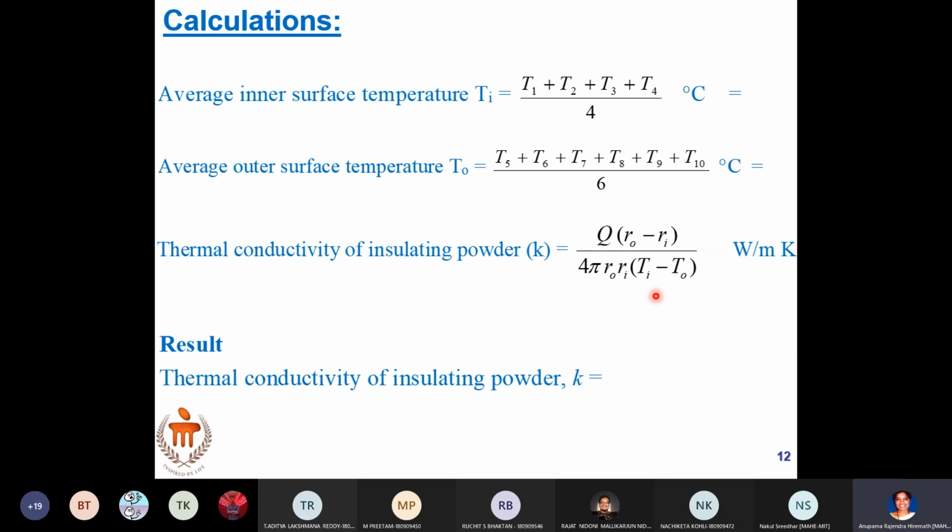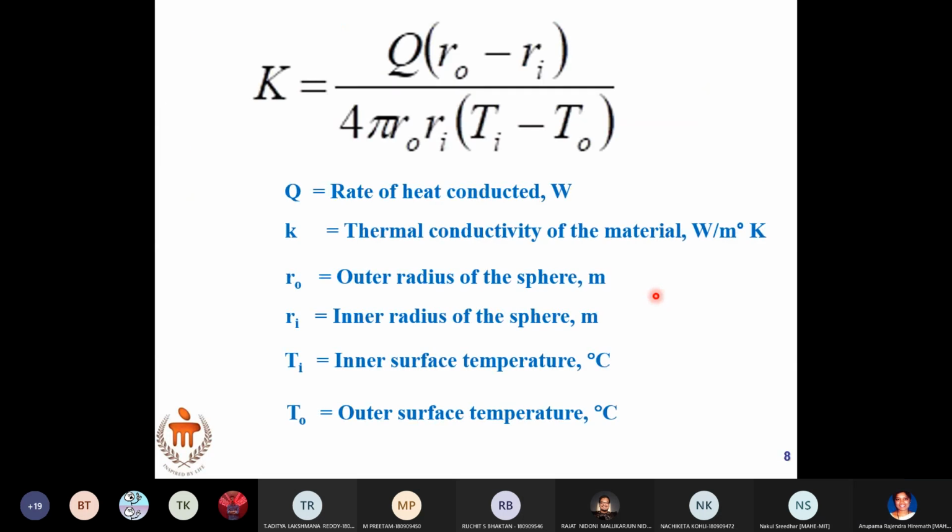Any doubts here, ma'am? Ri and R0 are 50 and 100. Yes, they are fixed in the setup. Is that for the outer sphere or the inner sphere? See, R0 is for the outer sphere. Ri is the inner sphere. Clear here? R0 is the outer radius of the sphere. Ri is the inner radius of the sphere. Okay, fine.